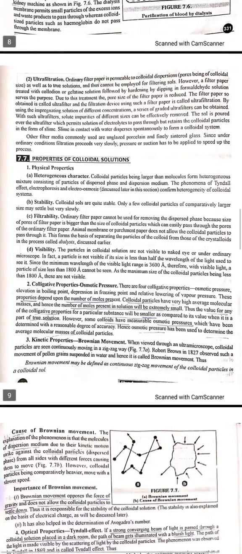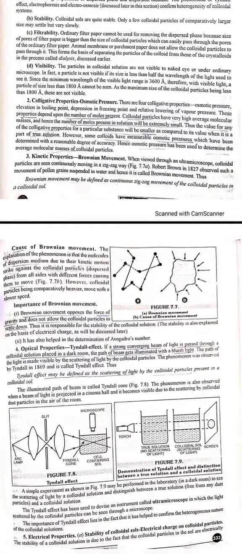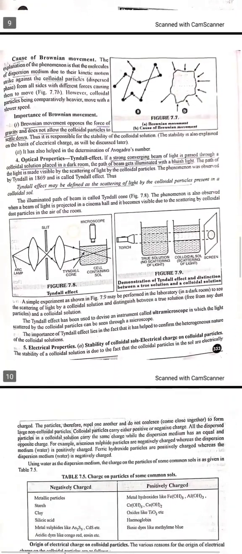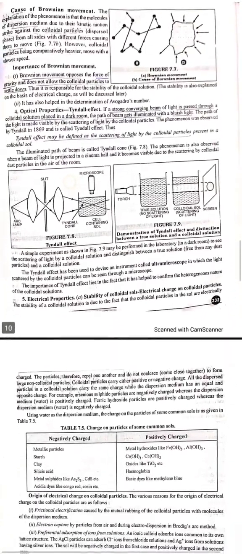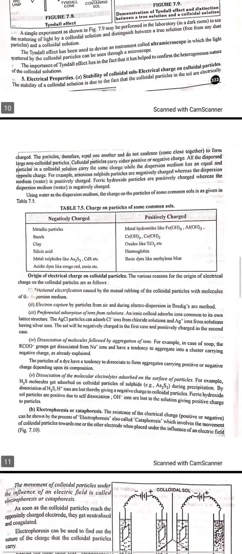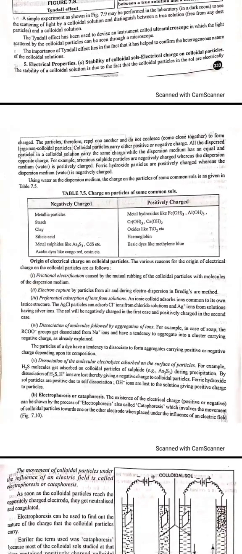Third one is kinetic properties on the basis of Brownian movement. Then we'll study the causes of Brownian movement, then the importance of Brownian movement. Fourth one is optical properties on the basis of Tyndall effect. Fifth one is our electrical properties, in which we have stability of colloidal sols and electrical charge on colloidal particles. Then in this we have electrophoresis or cataphoresis.